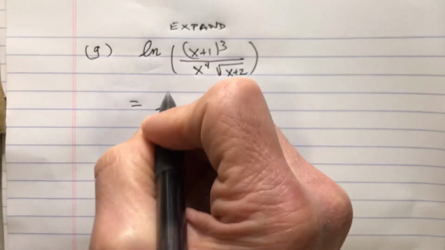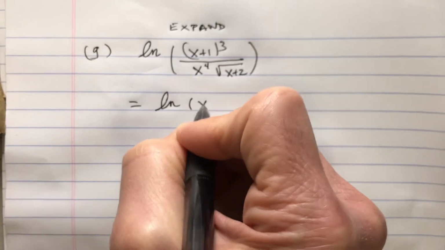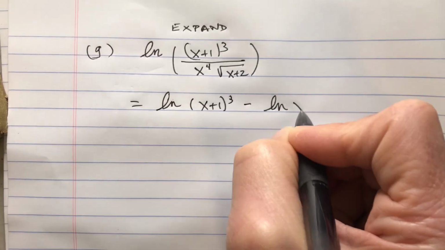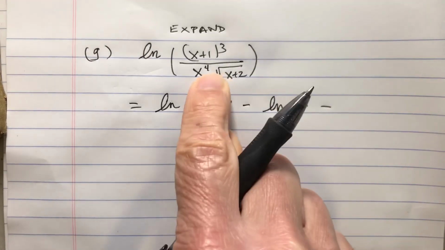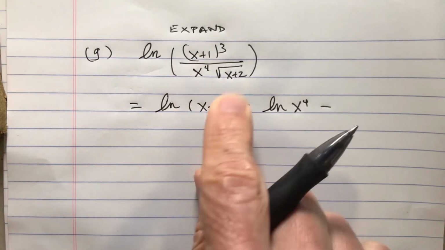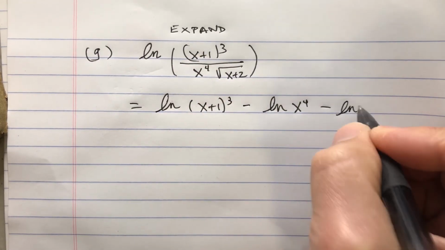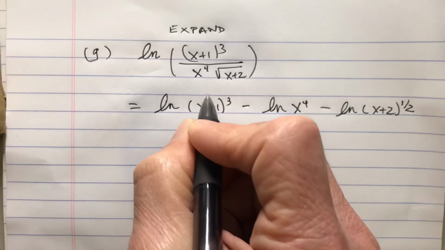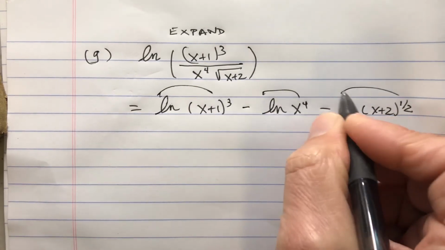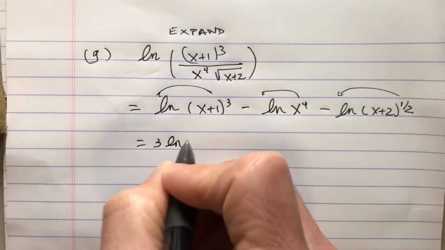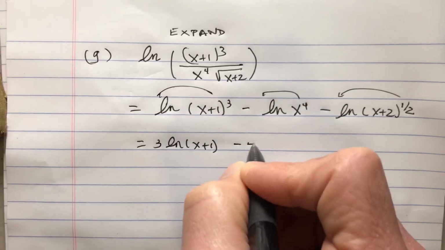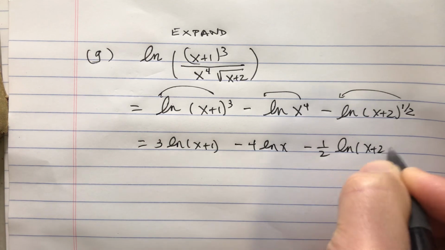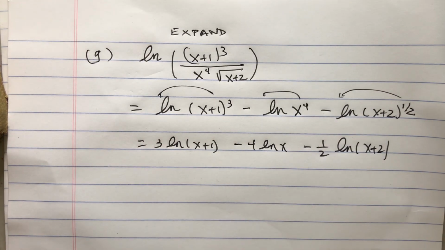Okay, what I'm going to do to expand this is break each of these factors up, and I'm first going to do that. Now, everything in the numerator gets a plus in front, everything in the denominator gets a minus in front. And I'm going to write the square root of x plus 2 as x plus 2 to the half. Then the next step is to bring those exponents out in front. All right, there we go.